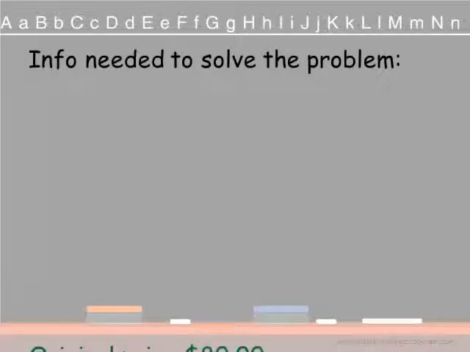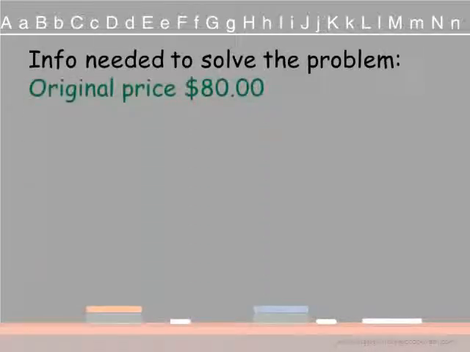Okay, here's the information we need to solve this problem. The original price is $80. The discount is 20%, and a discount means that you're going to take away from the original price. A discount means that your new price will be smaller than the original. You need to remember that because whenever you're doing a problem, if your new answer is bigger than the original, you don't have a discounted price.